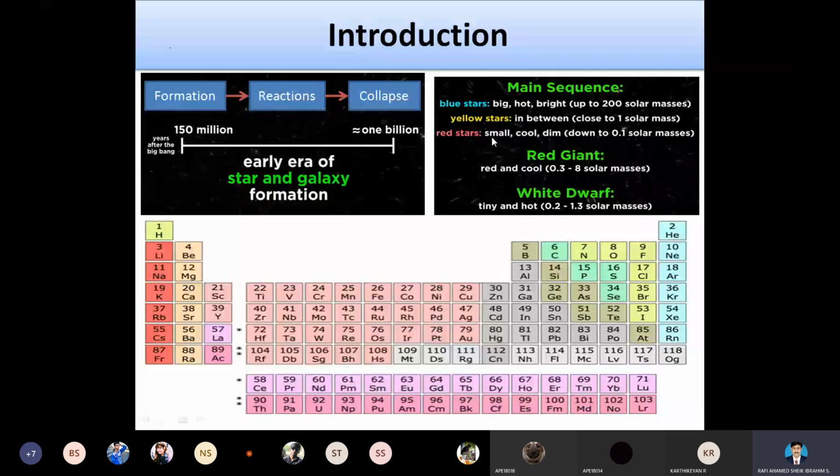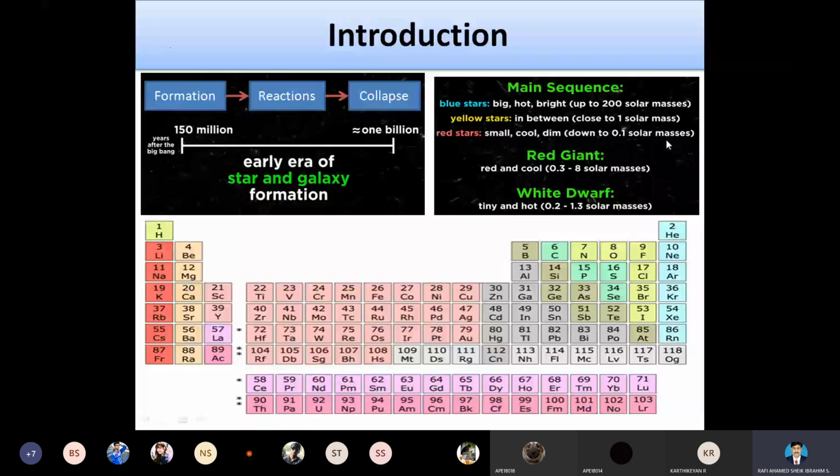It's small, because the core will completely fuse. The core will completely change, so we can't see the core. That's why we are using the word red star. The red star is small, cool, and dim, down to 0.1 solar masses.